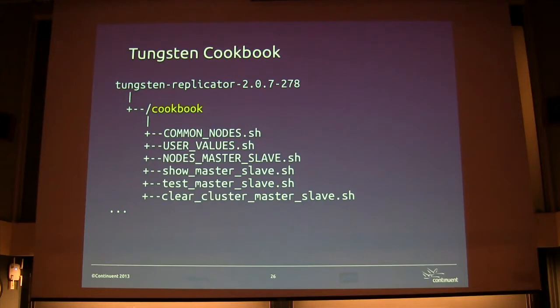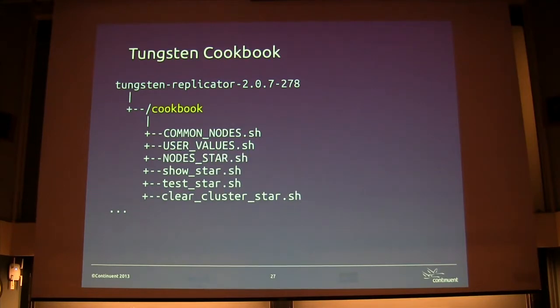And then you have a set of scripts for every topology. So in this case, you see show master slave, test master slave, clear cluster master slave, there is also install master slave. And the same thing you have for star, all masters, and fan-in. But you see, common nodes is always, and user values is always.